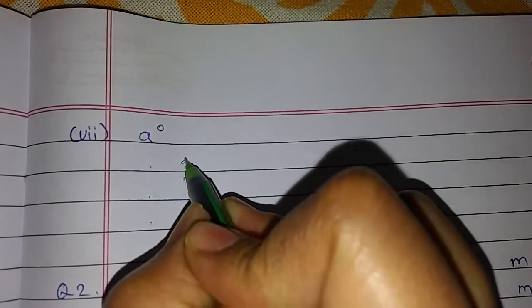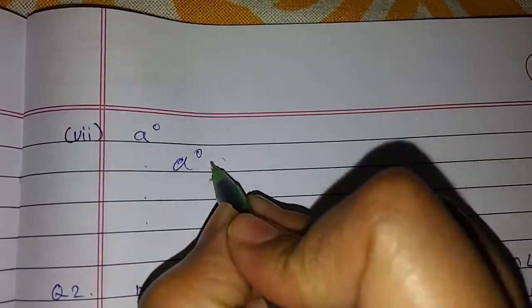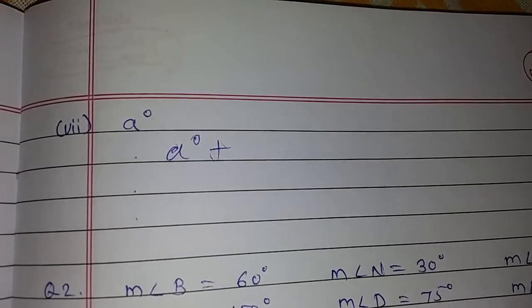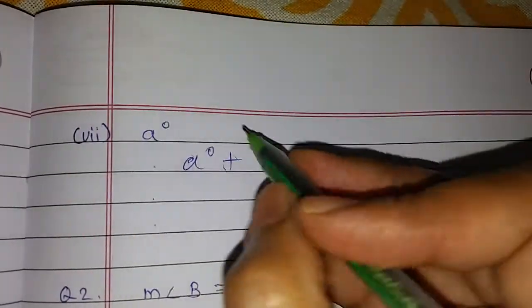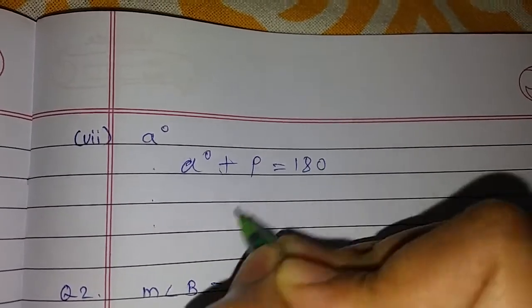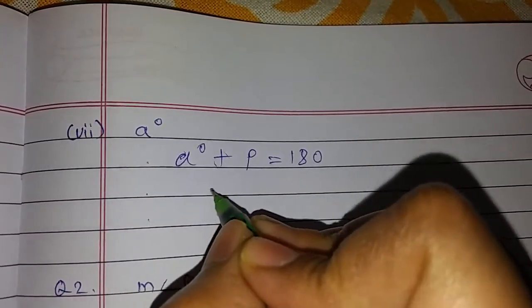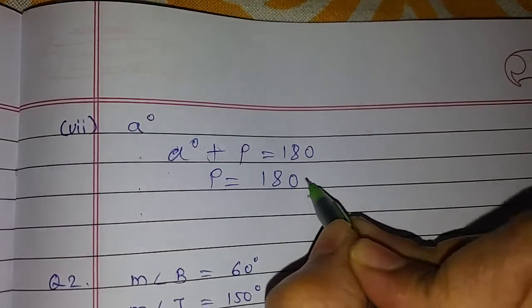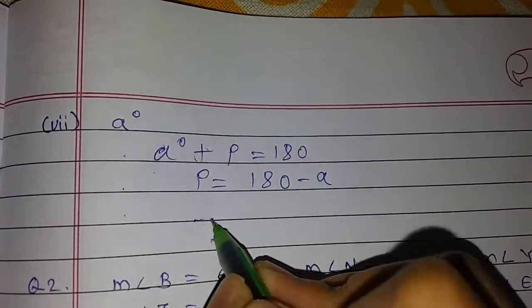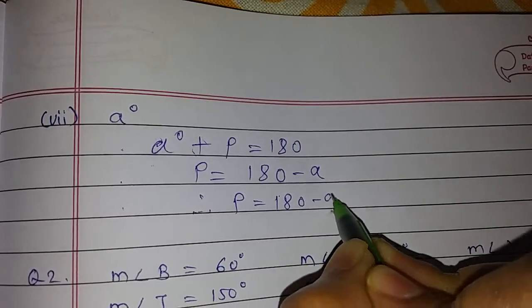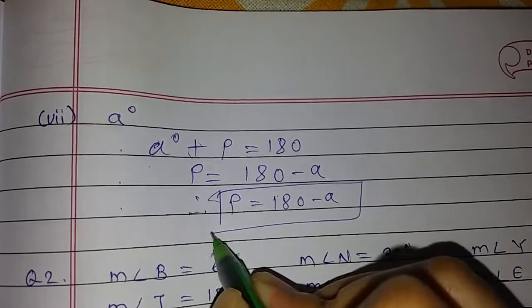Next, A degree. Our equation is A degree plus P, where we are considering the supplementary angle as P, is equal to 180. This P is equal to 180 minus A. This is our final answer. P is equal to 180 minus A.